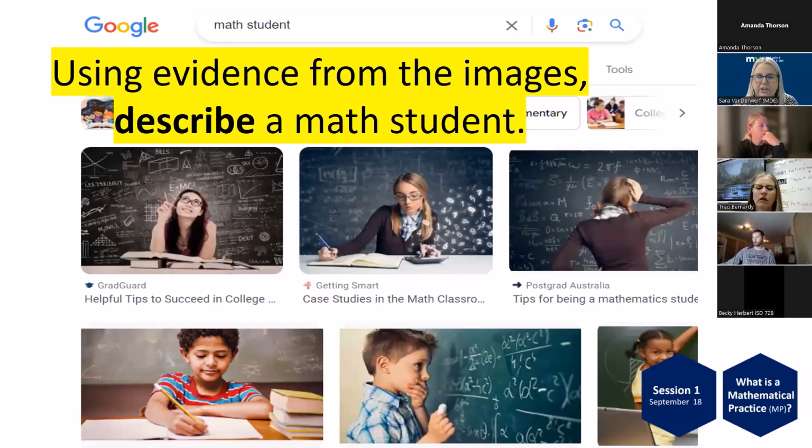Yesterday, when I did this with a large group of teachers, people said, wow, there's a lot of chalkboards. There's a lot of students working alone. They're very puzzled. They're working on arithmetic, and they're trying to figure things out, and that's a math student.